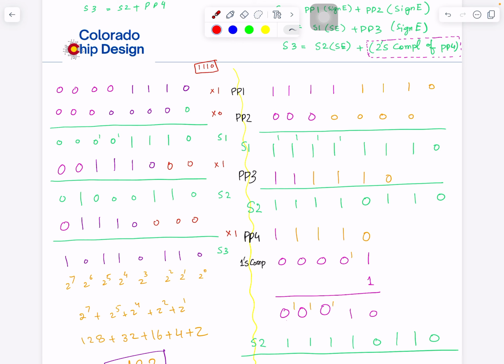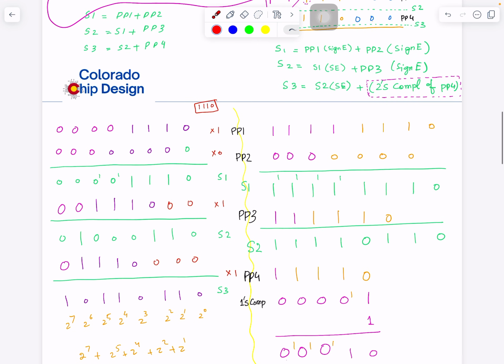Then multiply by 1. This is partial product 3. Add it to 0. Now, in order to calculate sum 2, you add S1 to partial product 3, just like our equations over here. So 0, 0, 1, 0, 1, 1, 1, 1, 1, 0. You get 1 as carry, then 1 plus 0 plus 1 is 0, 1 is carry. We missed the carry.